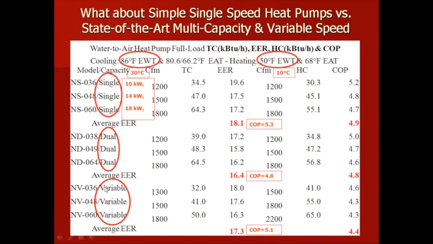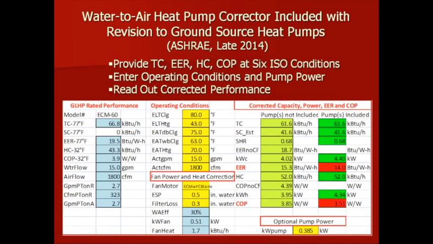When I do correct the single speed, the dual capacity, and the variable capacity, this is a line of product of water to air heat pumps. You can see the simple water to air heat pump, when you have 86 degree water on the condenser, or 30 degrees C in cooling, and 50 degrees or 10 degrees C in heating, which are more reasonable. You can see that the single speed machines' average EERs and COPs are improved compared to these more costly fancy things. So you have to be very careful in selecting those things.